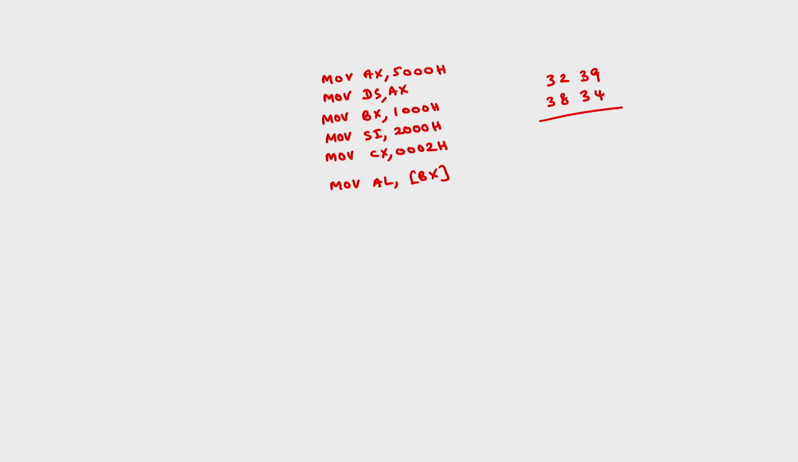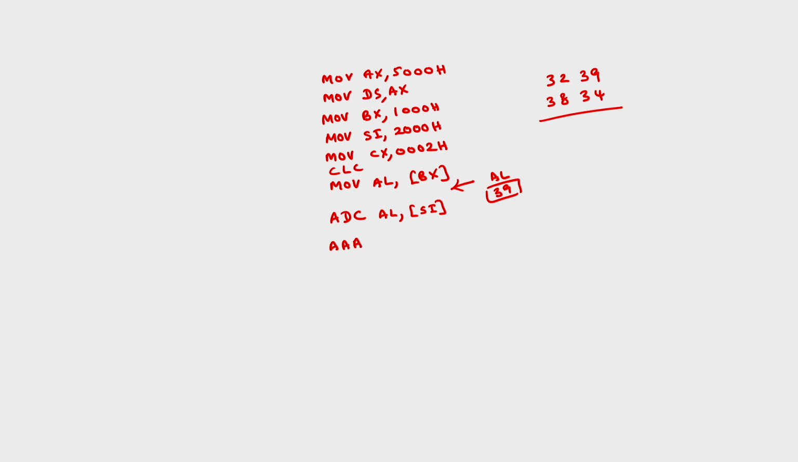So, BX was 39, 39 will come into AL initially. Then add along with carry, here also you have to clear the carry flag. So that in the first addition there is no carry, during this you may get the carry, that you have to add here. ADC AL comma contents of SI, then you have to write AAA.